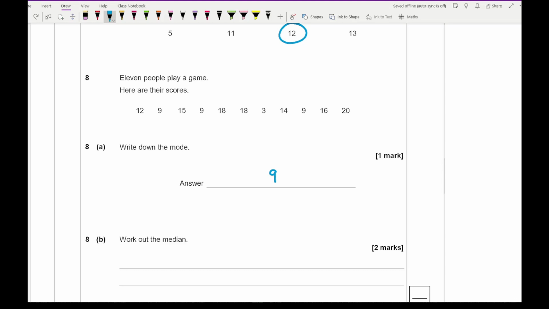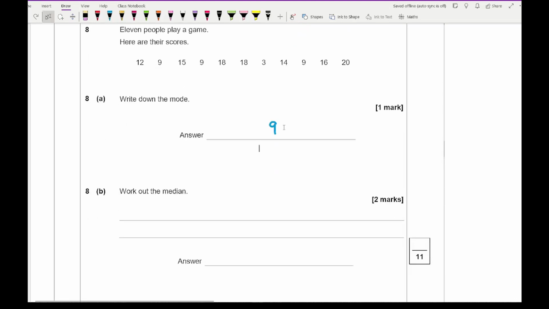The next one then says work out the median. So the first thing we need to do is, we've got 11 numbers, so let's put 11 little dashes: 1, 2, 3, 4, 5, 6, 7, 8, 9, 10, 11. And we then need to order these numbers. So the smallest is 3. Then we've got 3 9s. And let me tick them off as I'm doing them so I'm not forgetting.